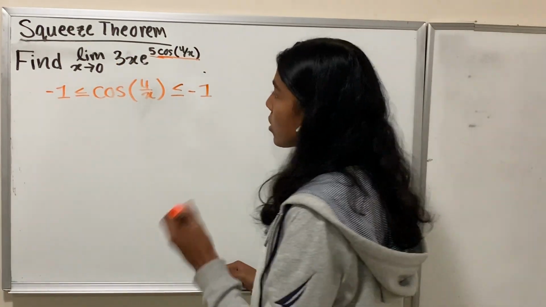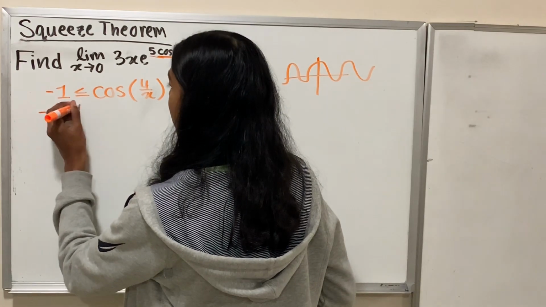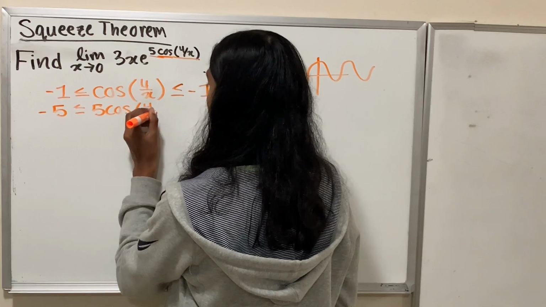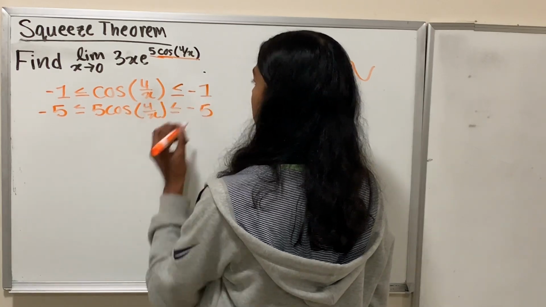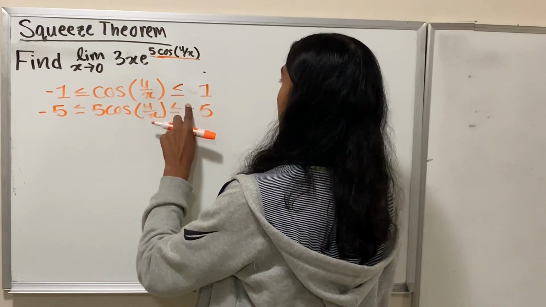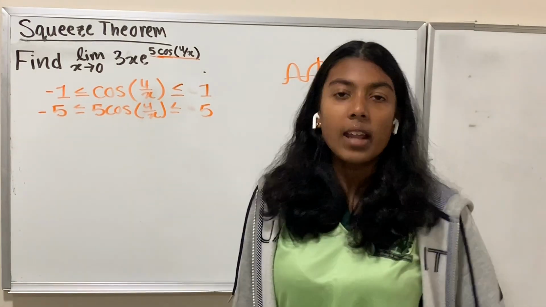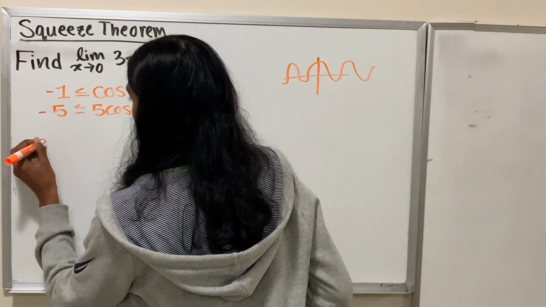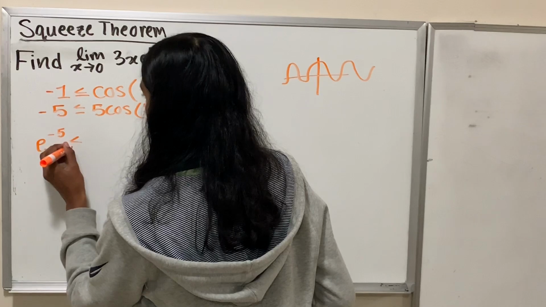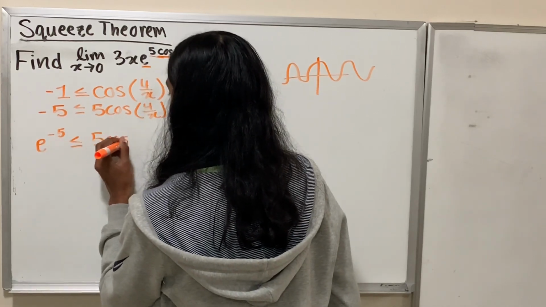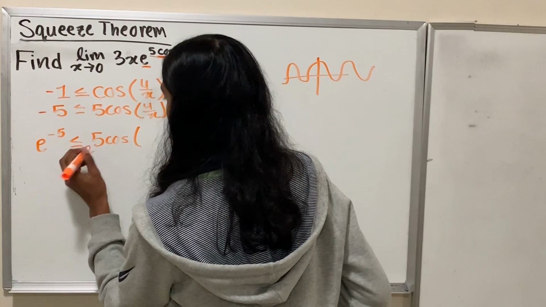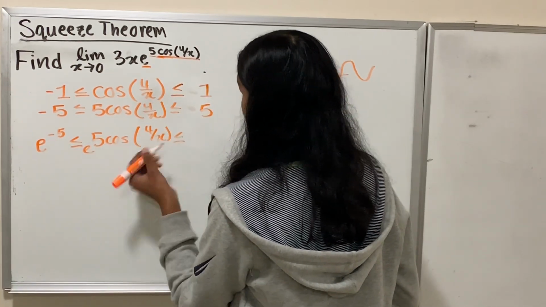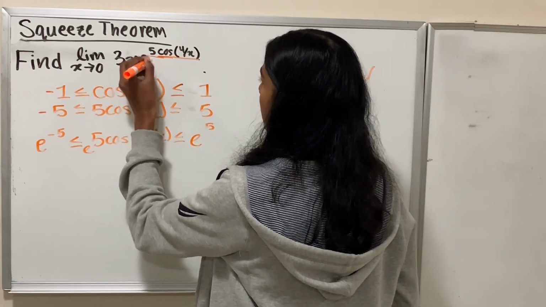So what we're going to do is multiply this entire thing by 5. So we have 5 cosine 4 over x. I just realized I wrote -1 on both sides. Anyways, now let's work in the next part, this e. It's literally just going to be e to the -5 is less than or equal to, oh, I forgot that e over there, e to the 5 cosine 4 over x, which is less than or equal to e to the 5. So now we've worked in all of that.